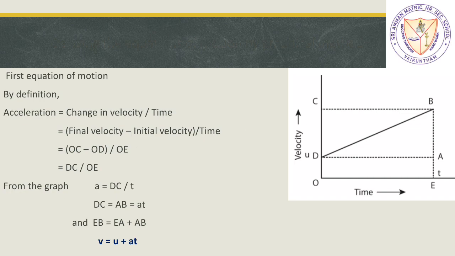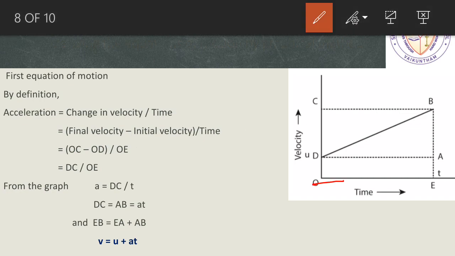Initially it was u, and finally it became v, right? So we can say that the velocity change is v minus u. From the graph, if we can find out how much it will be: final velocity minus initial velocity. The final velocity is nothing but OC, and the initial velocity is nothing but OD, right? This is OD.